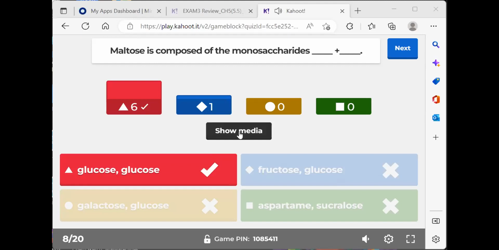Great job, you guys. So, remember that this is just straight from the notes. Maltose is a combination of glucose and glucose. Another thing that you guys need to know for the exam is the type of bond, glycosidic bond, that unifies these different monosaccharides.